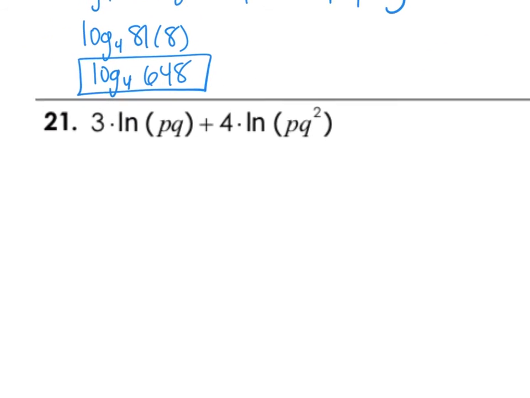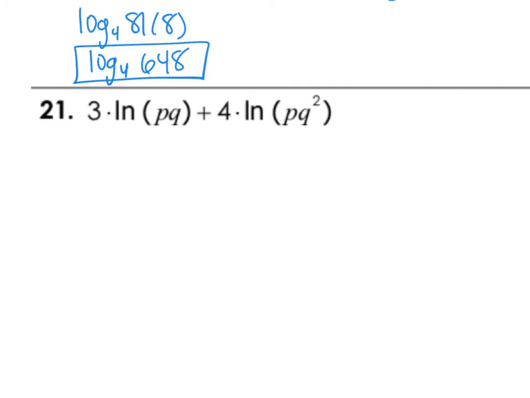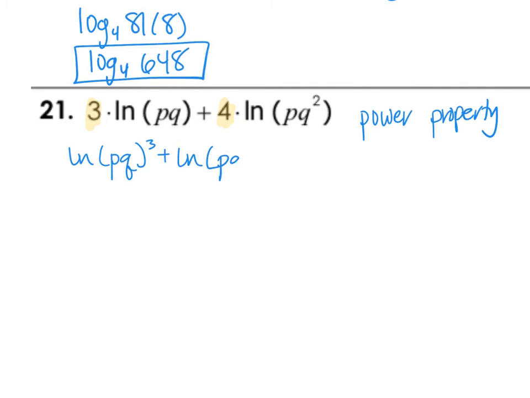Number 21, example 21. Notice how there's a lot more letters here, or a lot more variables, but that's still not going to change the way that we do the problem itself. So I'm going to start off noticing that there's a 3 here and a 4 here that I can use the power property on. So that allows me to bring my natural log down, and then I have pq cubed plus pq squared to the 4th.